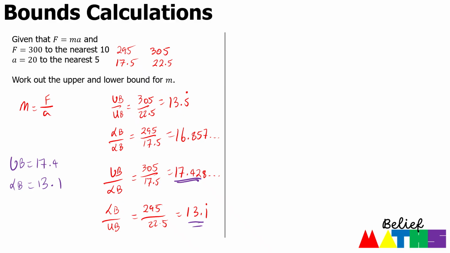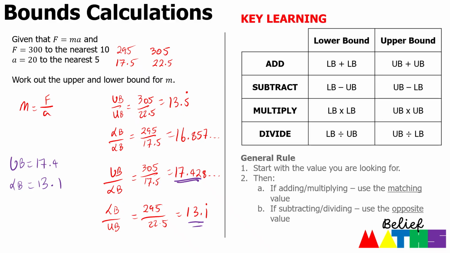Now to save you having to do all 4 calculations, this table and this information here, again, as I showed in the first video, should just help you to do that. So the rule is, the numerator in each case is the value you're trying to find, and you divide by the opposite, or you subtract the opposite, or if you're adding or multiplying, you just match them. So use both the upper bounds or both the lower bounds.